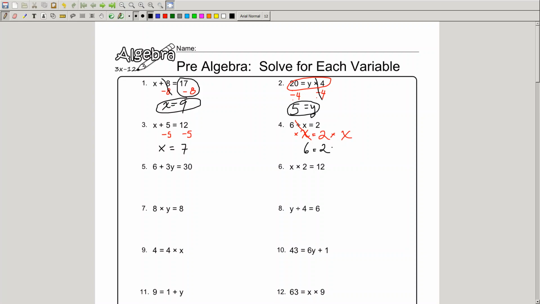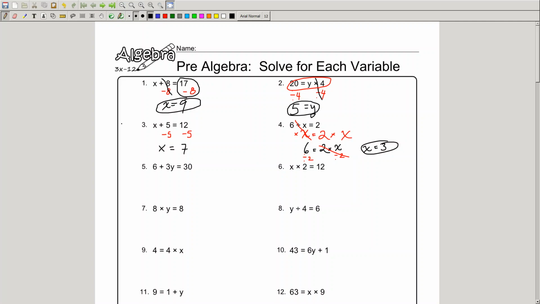Now, you can apply reverse operations again to get x on its own. Now it's 2 times x, so I'm multiplying x by 2. All I have to do is divide both sides by 2, and I get x on its own. x equals 6 divided by 2, so x equals 3. Boom. That's it.